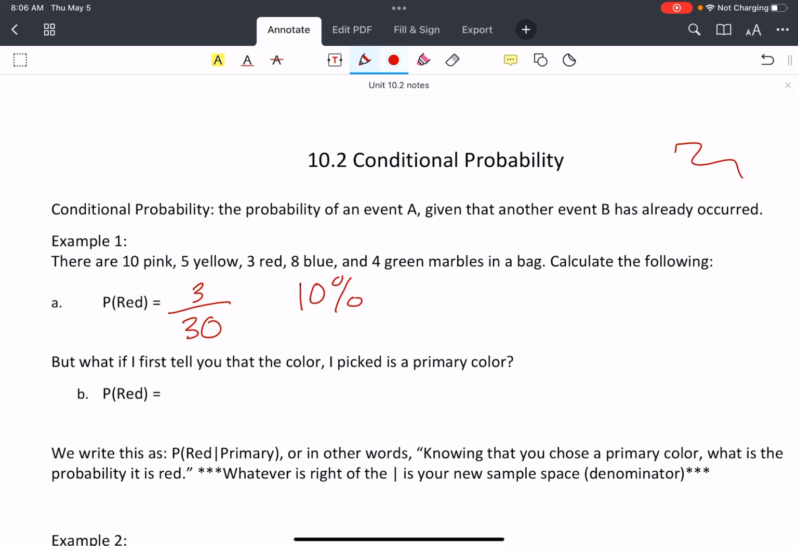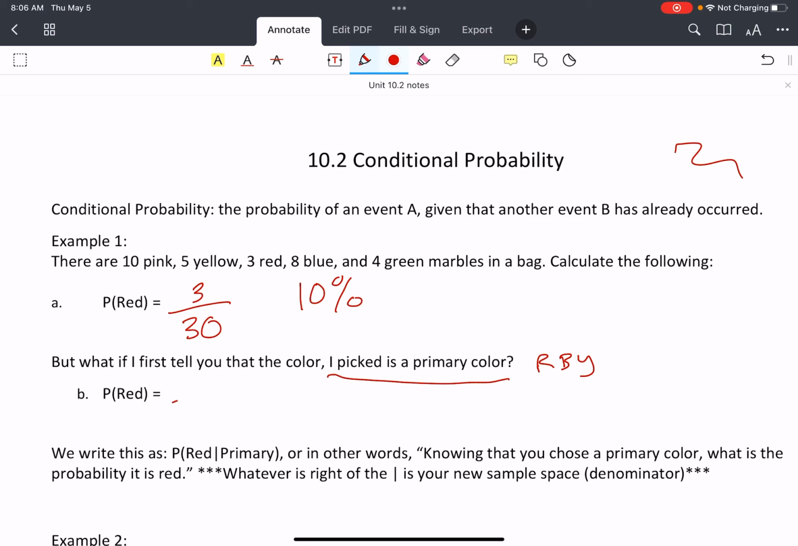But what if I had insider info? So I knew a little bit more about the outcome. What if I knew that I picked a primary color? Do you guys know what colors are the primary colors? Red, blue, and yellow. So what if I knew for a fact that one of the marbles picked was a primary color? Okay? That means that narrows my total down. Does that make sense? Okay?